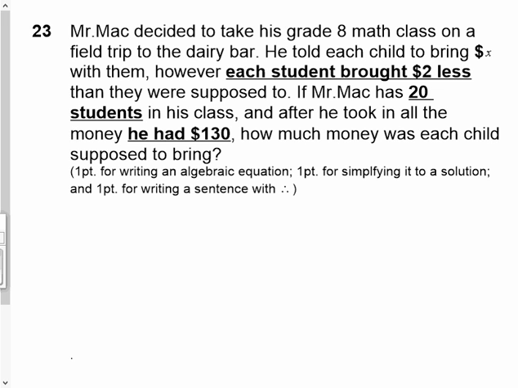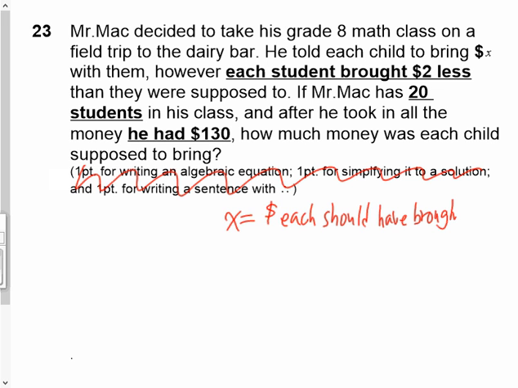So I changed the value for this, so we'll ignore this, because this isn't what I really want. I want you to do a whole bunch of different things. The first thing I want you to do is say, X equals money each should have brought. So the variable X is going to represent how much money each student should bring.